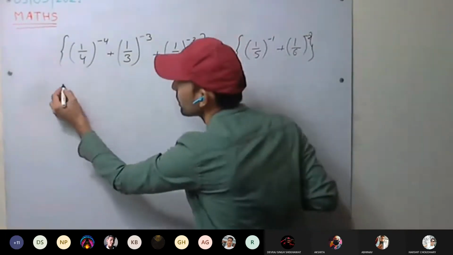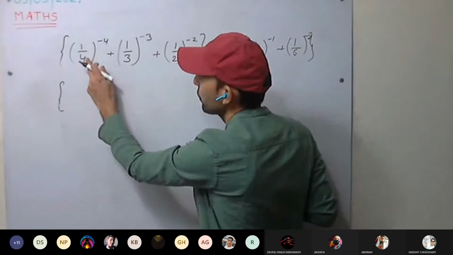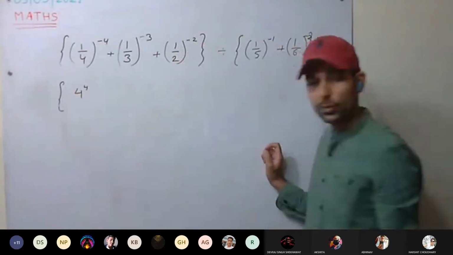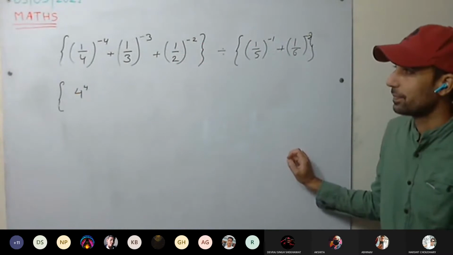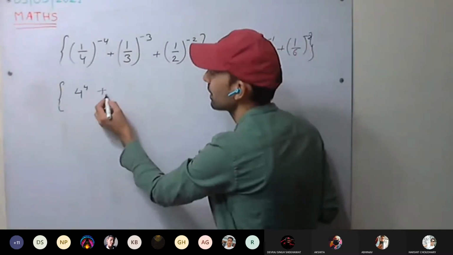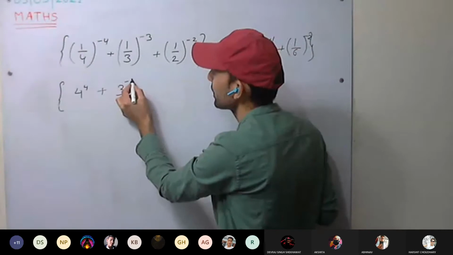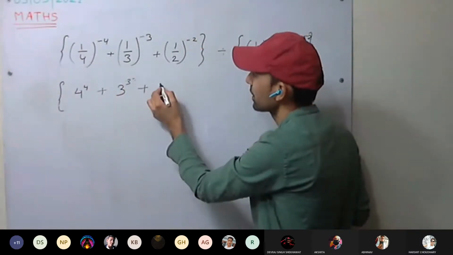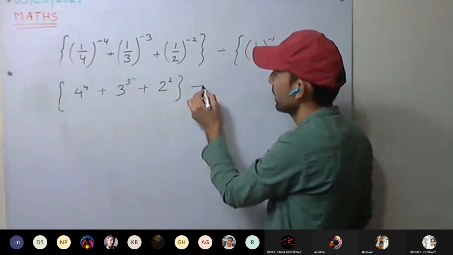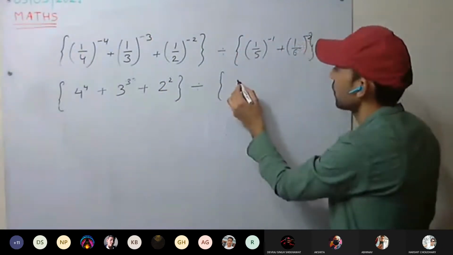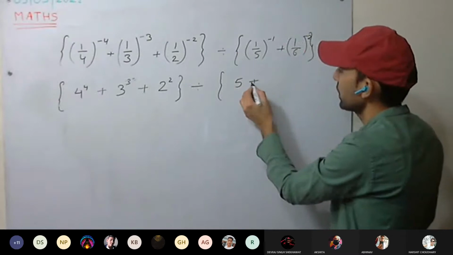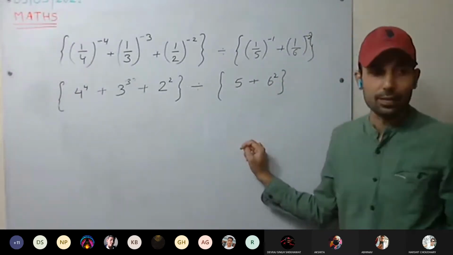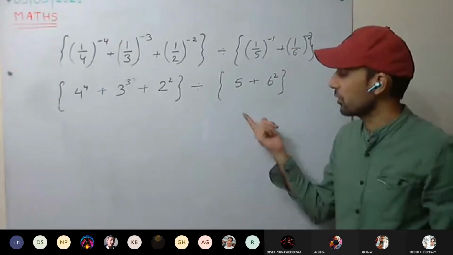Okay, so first solve within the bracket. So 1 by 4 raised to power minus 4, what we can write? 4 raised to power 4 plus 3 raised to power 3 plus 2 raised to power 2. Okay, divided by 5 raised to power 1, that is 5. 6 raised to power 2, 6 square. Everyone have done the same way or not?